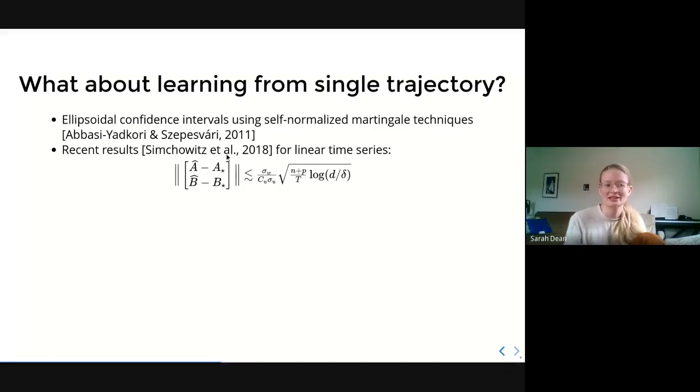This operator norm setting and this least squares estimator does rely on basically persistence of excitation, which would be the system identification lingo for it. But what I mean by that is just noise in every direction that's being injected.